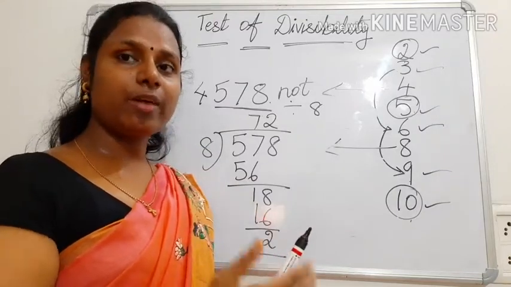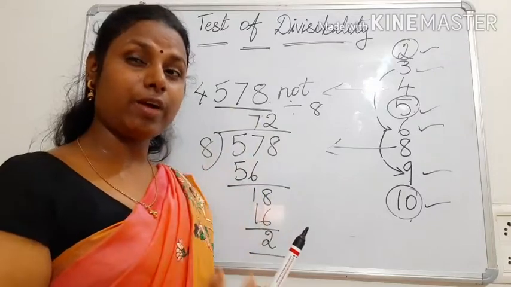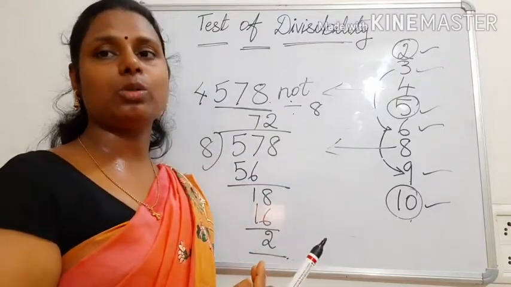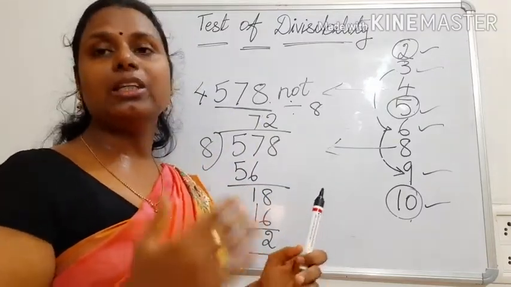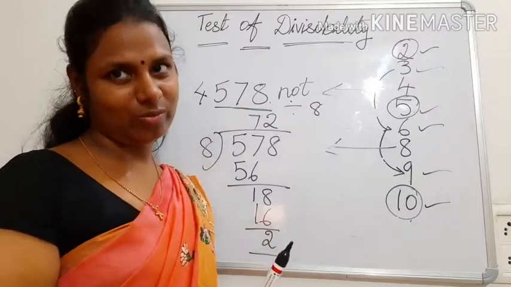Okay, instead of dividing the whole number, whether it is a 5 digit, 6 digit, or 7 digit number, it doesn't matter, you just follow the tricks, and you can solve it.